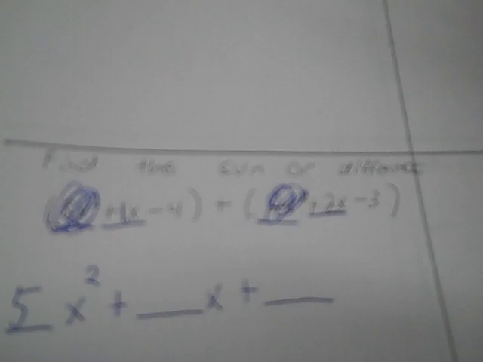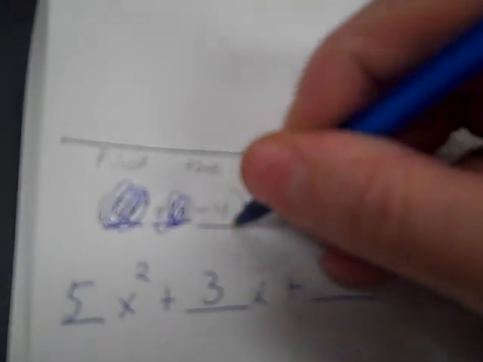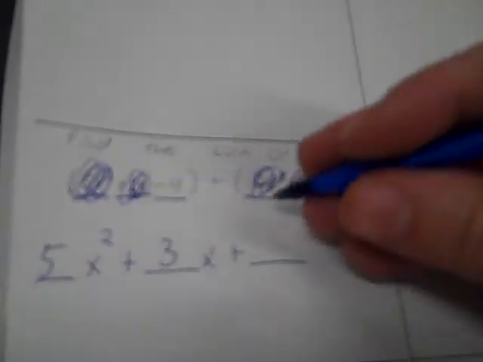Okay, then for x's, we have regular x here, that would have a 1, okay? And then another regular x here, that has a 2. So 1 plus 2 is 3. And then for constants, now I'm looking for numbers that don't even have variables. I have a negative 4 and a negative 3. So I go negative 4 and then the plus negative 3. I got negative 7. So that is the answer.